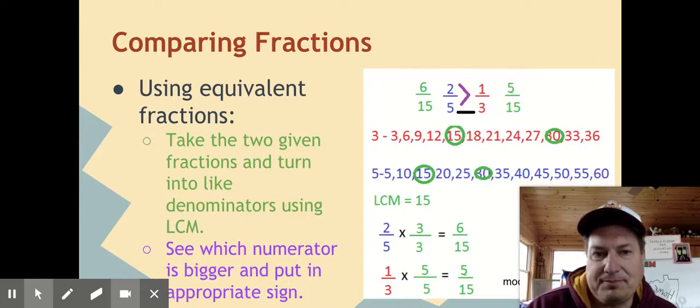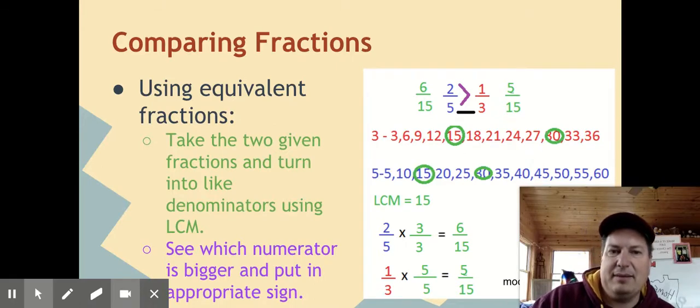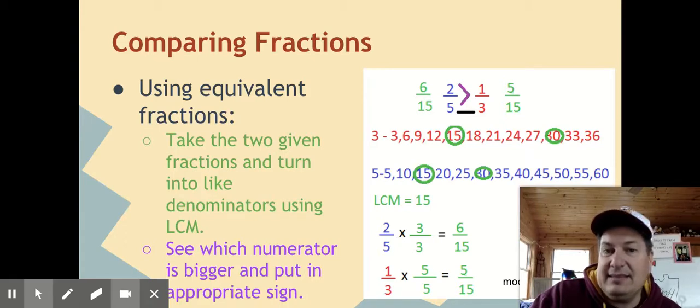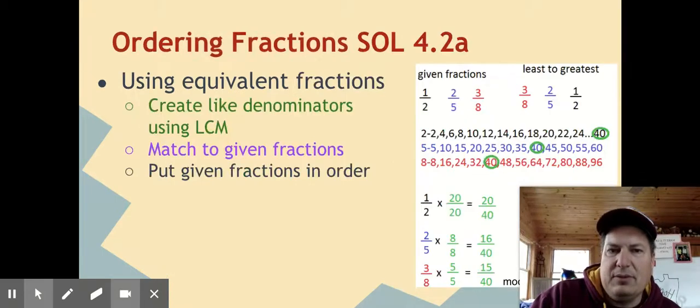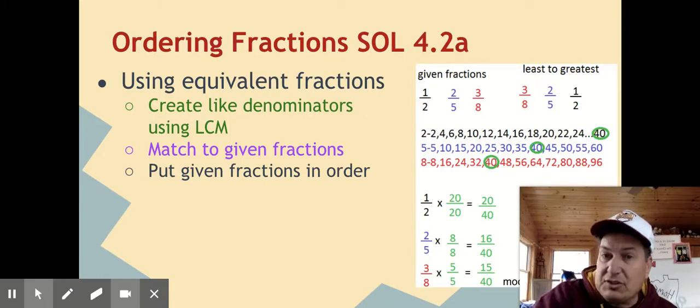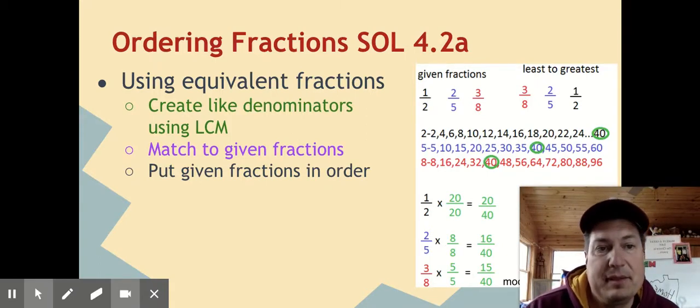Equivalent fractions. We've compared fractions. We've done this. This is something that we've seen earlier, but just being able to change things to equivalent fractions. 6/15 is the same as 2/5. 1/3 is the same as 5/15. That kind of thing. Once you're able to really do that, then you'll feel real confident in being able to make those changes to add and subtract fractions that have different denominators.